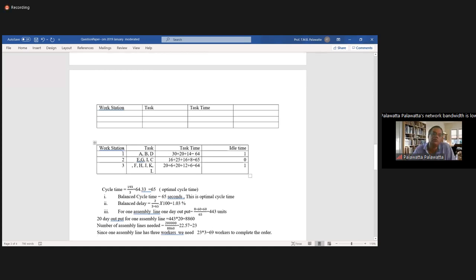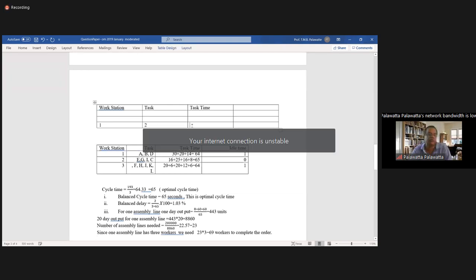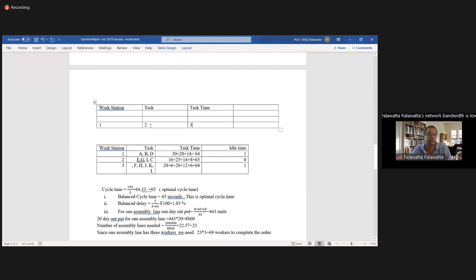So that when the work in station 1 is complete, go to station 2. When it's complete, go to station 3. And when that is complete, the product is complete. So that's how it is.